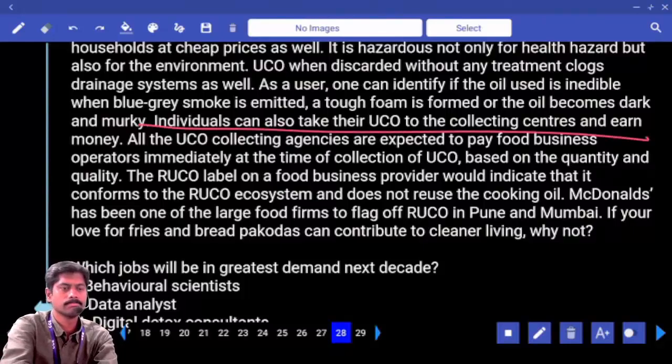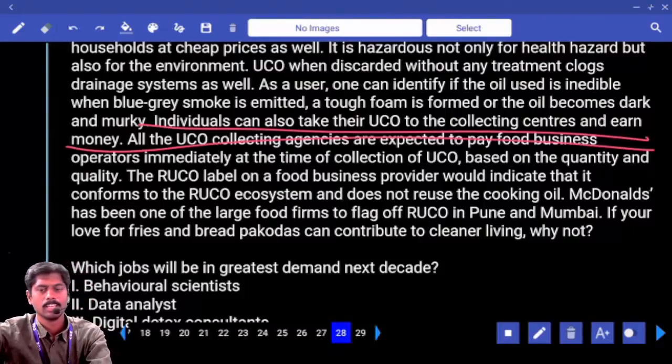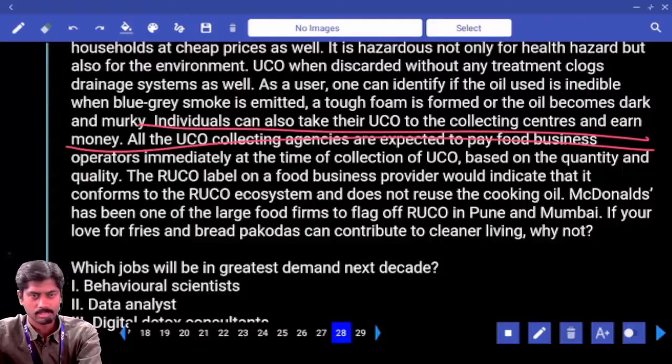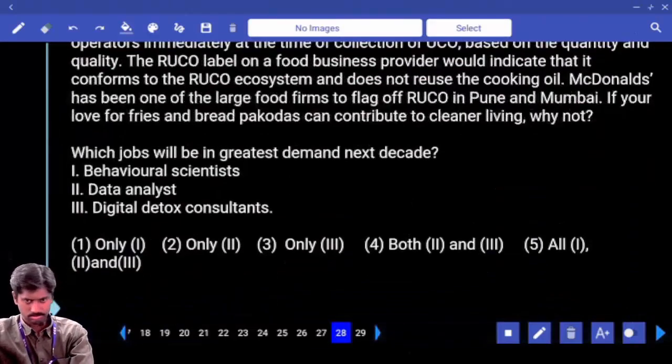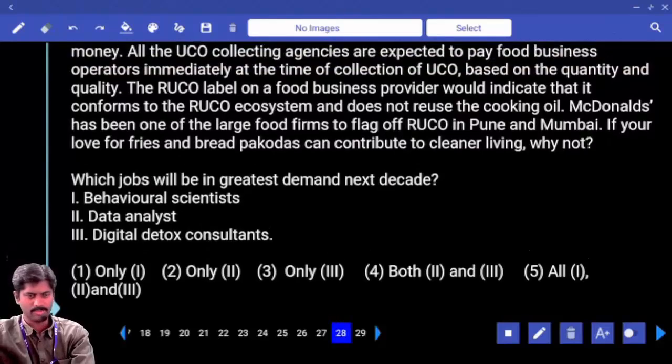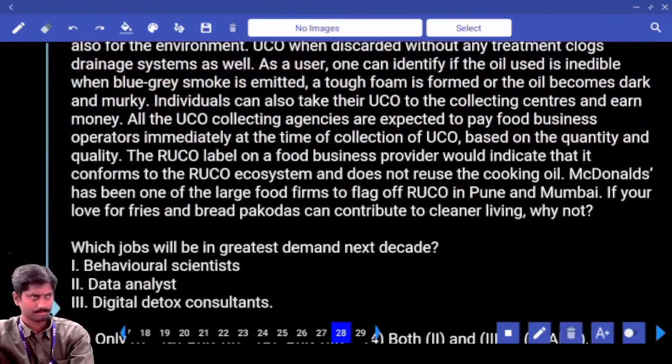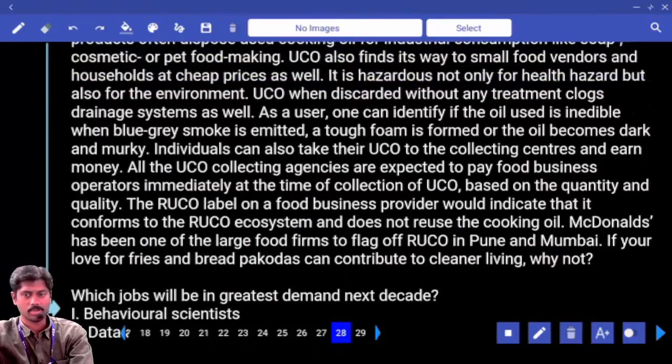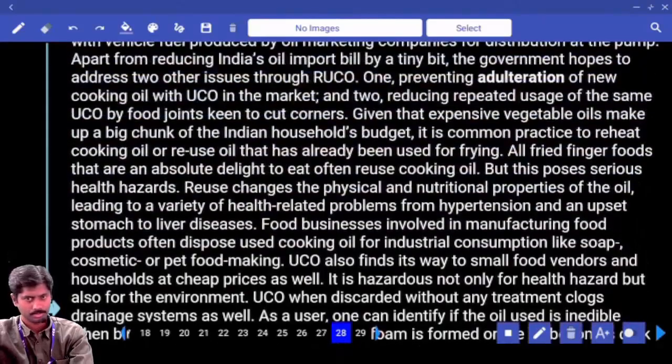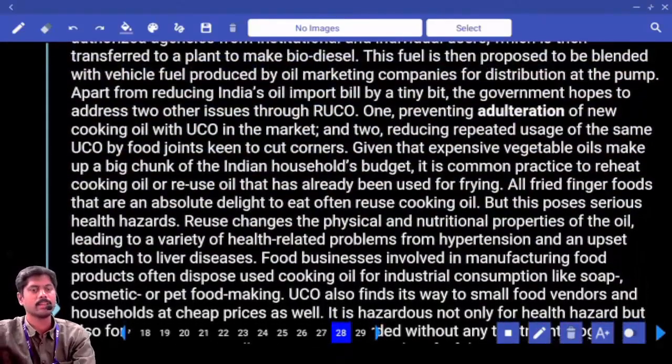Is this one? Did I underline correctly? Individuals can also take their used oil to the collecting centers and earn money. Where is the answer? We don't have a none option. Behavioral scientists, data analysts, digital detox consultants. All, but where is that? Not mentioned.